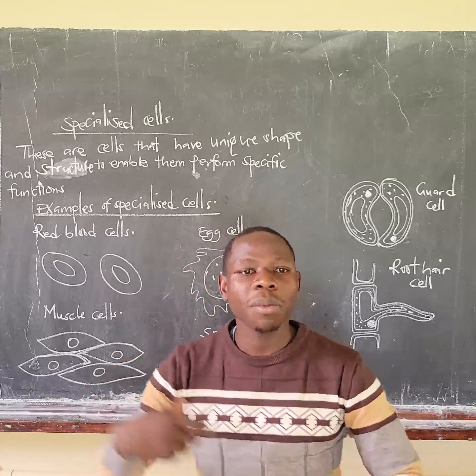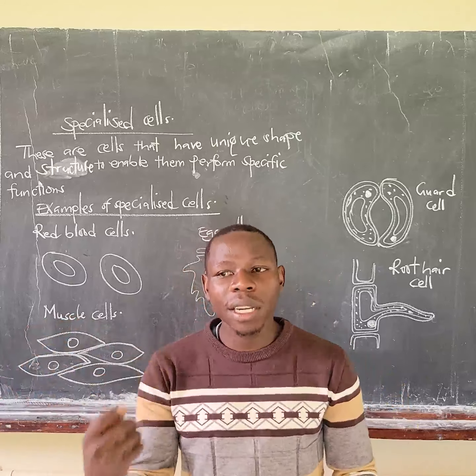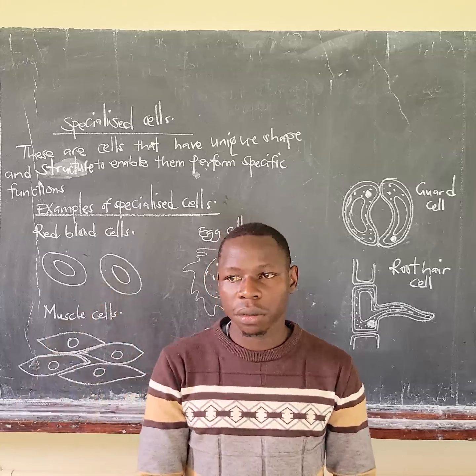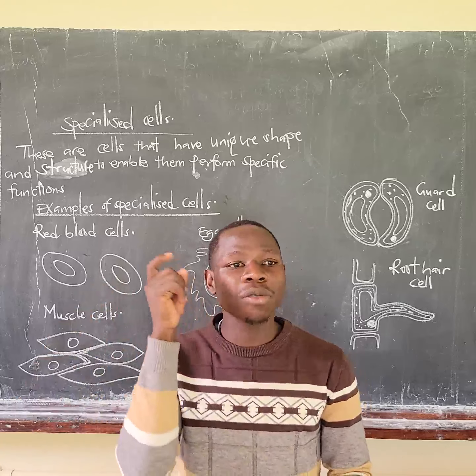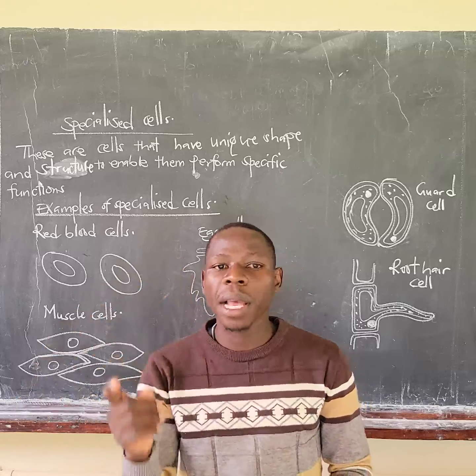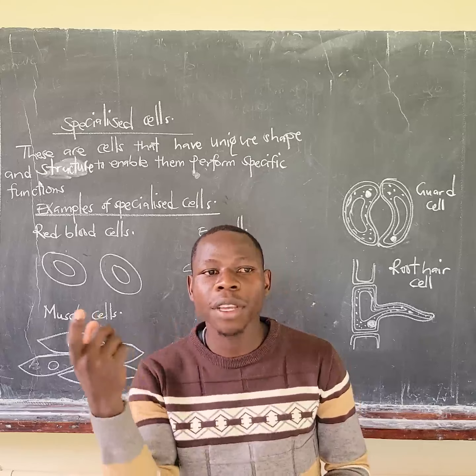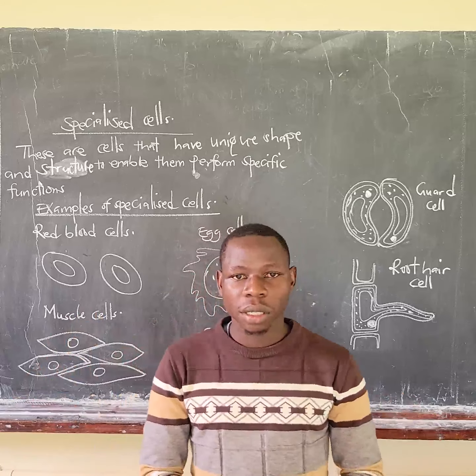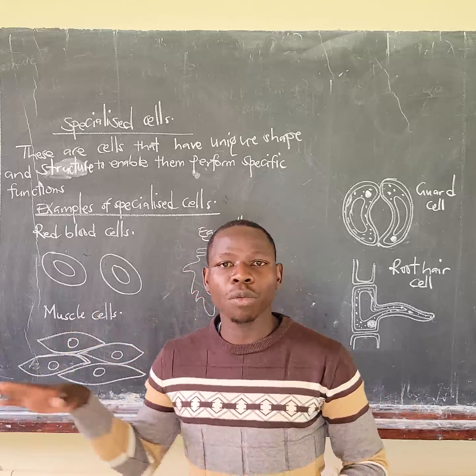What brings about this modification is that these cells are not found in the same part or they don't perform the same function. As you know, the eye is to see, the nose is to smell, the mouth is to speak and even to eat. The hands are to touch. The legs are to move.